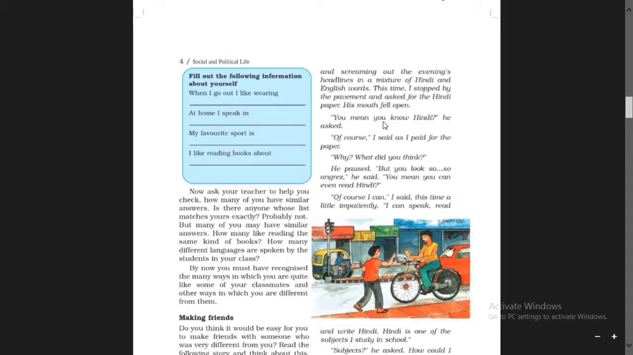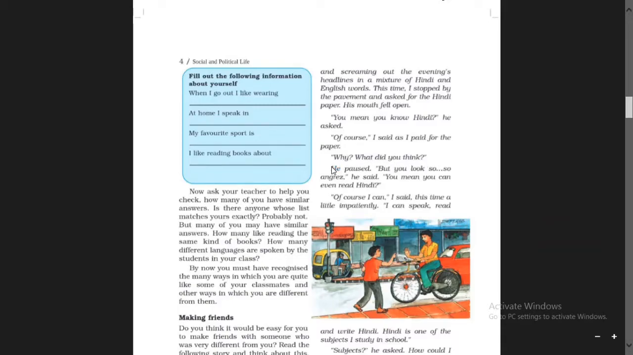"You mean you know Hindi?" he asked. He asked me whether I know Hindi. "Of course," I said, as I paid for the paper, as I am going to buy it. "Of course, I know Hindi. Why? What did you think?"